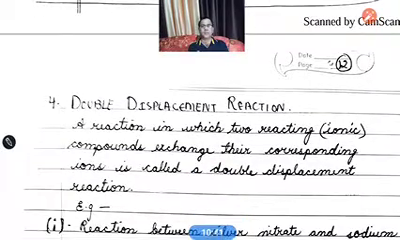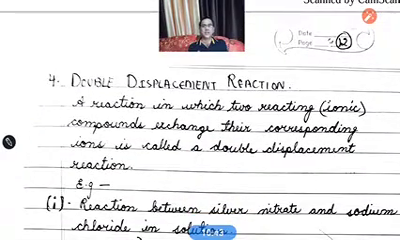Next type of reaction is called double displacement reaction. This type of reaction occurs mainly in ionic compounds. Two ionic compounds are taken as reactants, and when the reaction occurs, both the ionic compounds exchange their ions. Such a reaction is called a double displacement reaction.